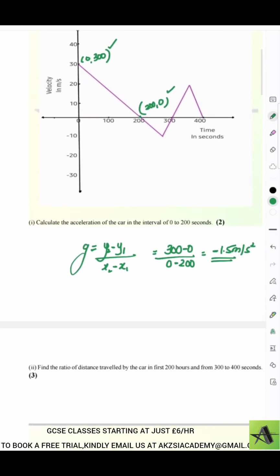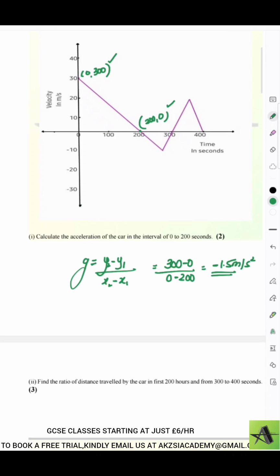Part two says, find the ratio of the distance traveled by the car in the first 200 seconds to that from 300 to 400 seconds. That means you have to calculate the ratio of the distance traveled by the car in the first 200 seconds and between 300 to 400 seconds. These two distances we have to calculate and divide them to get the answer.